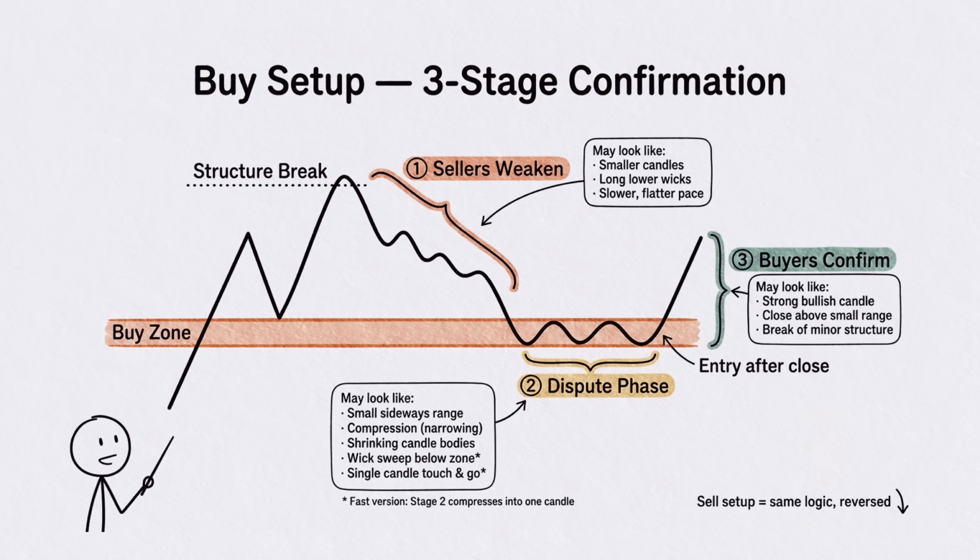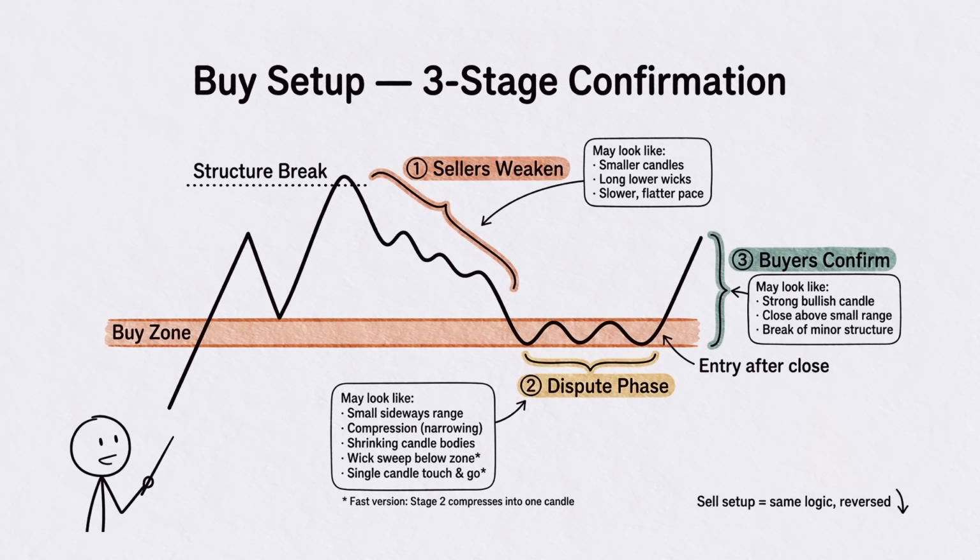For a buy setup, confirmation starts before the bullish candle appears. Stage 1. Sellers weaken. You might see smaller bearish candles, long lower wicks, or slower momentum as price approaches the buy zone. The important idea is simple. Sellers are still pushing down, but they are not getting the same result anymore. Stage 2. Price enters a dispute phase. This can look like a small range, compression, or a few candles with bodies that get smaller. Buyers and sellers are fighting, but price has stopped falling cleanly.